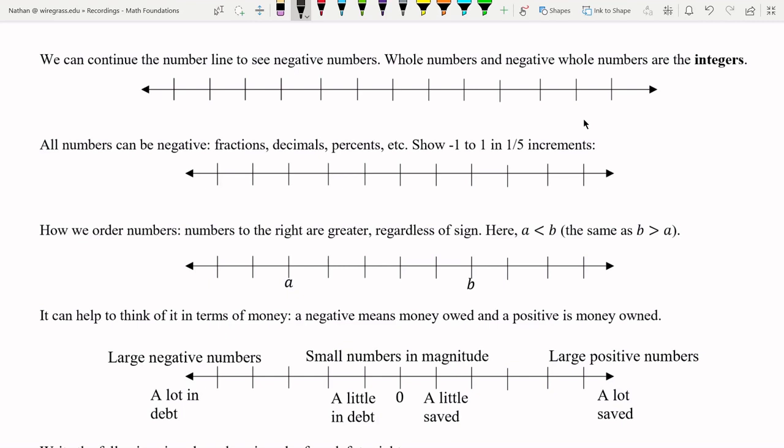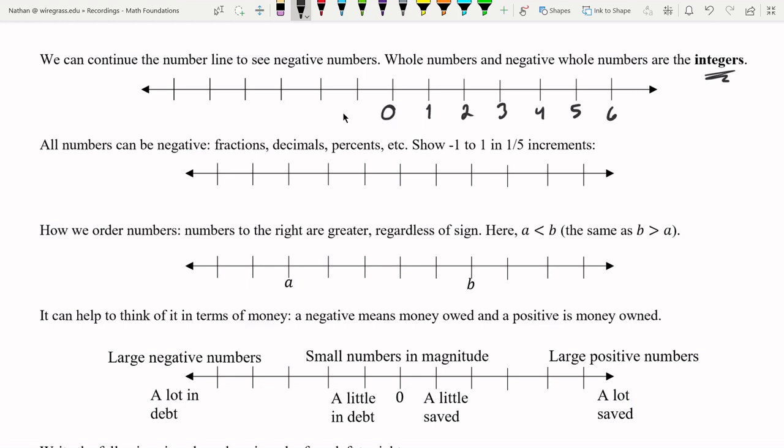We can continue the number line to see negative numbers. Whole numbers and negative whole numbers are together collectively called the integers in mathematics. And for that, we can see if we just add a 0 here in the beginning, if we go to the right, then we know we have 1, 2, 3, 4, 5, and 6. And of course, that continues on indefinitely to the right.